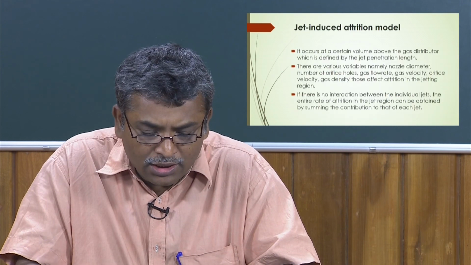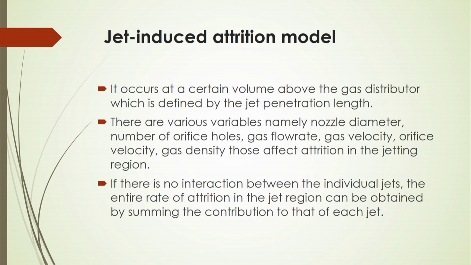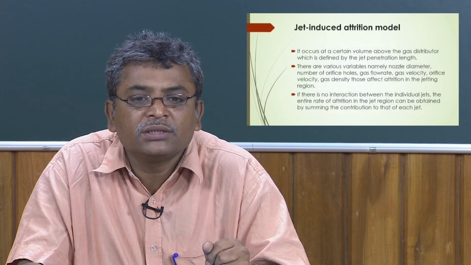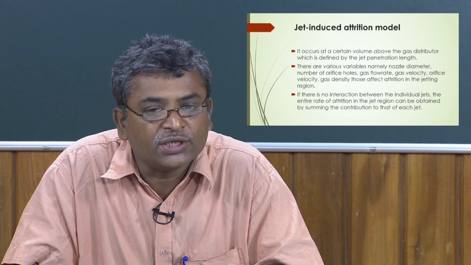The jet-induced attrition model occurs at a certain volume above the gas distributor, which is defined by the jet penetration length. And there are various variables, of course, namely nozzle diameter, number of orifice holes, gas flow rate, and then gas velocity, orifice velocity, gas density, and all other parameters. Sometimes you will see that the size of the particles also affects the attrition in the jetting region.